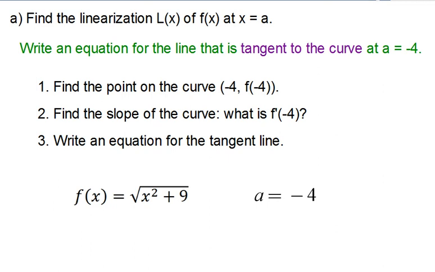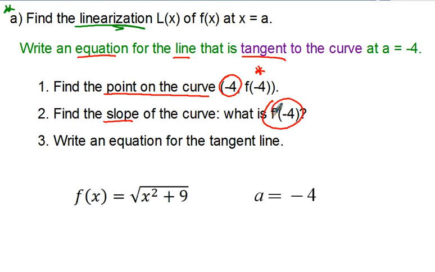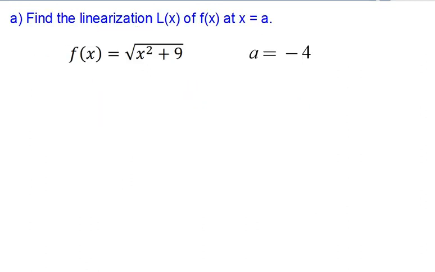Okay, so looking back at task part A, find the linearization. What does that mean? Well, that actually means that we want an equation for the line that is tangent to the curve at that point. That's what linearization means. And so as we saw in the previous examples, we'll need a point on the curve. So what's the output that goes with the given input? We'll need the slope of the curve. So what is the value of the derivative function at that number? And then we'll just write down an equation for the tangent line. So let's get started. All right.